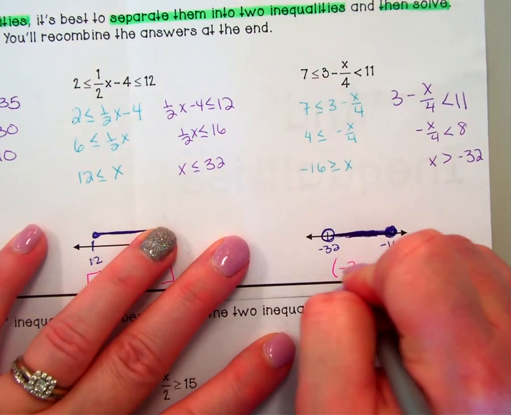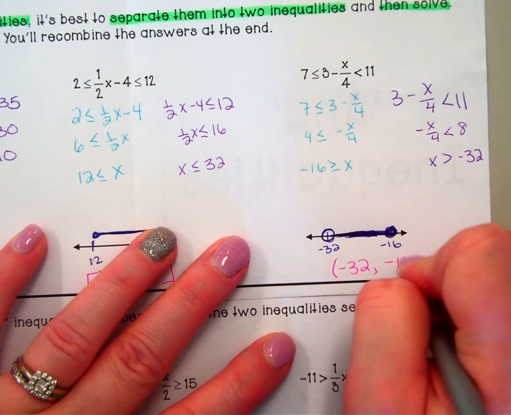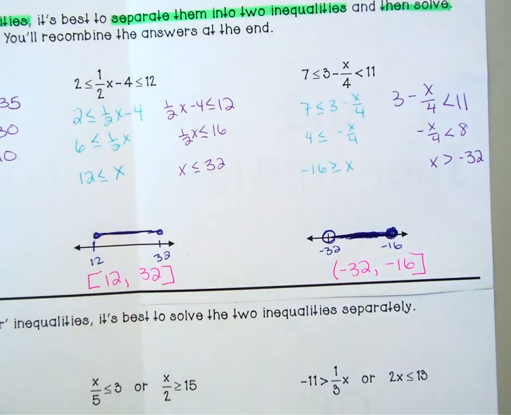So for my interval notation, it's going to be a parenthesis next to the -32 because that one is open circle. And it's going to be a bracket on the -16 because that one is going to be a closed circle.